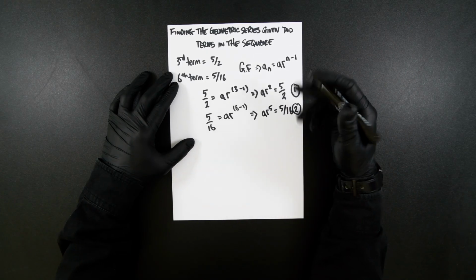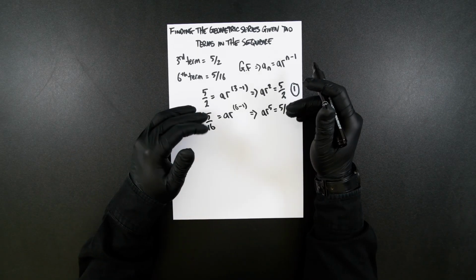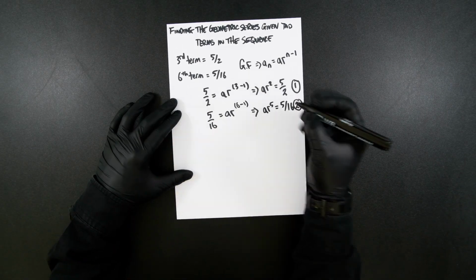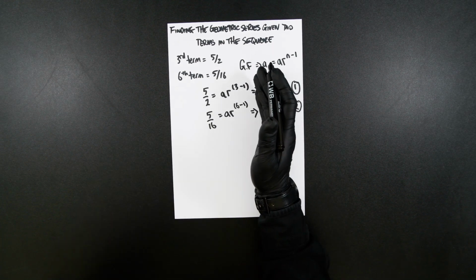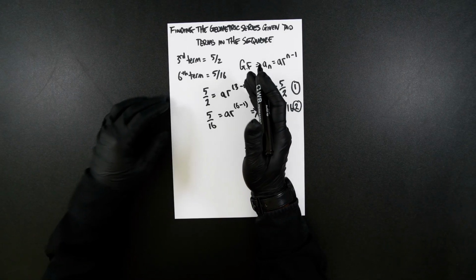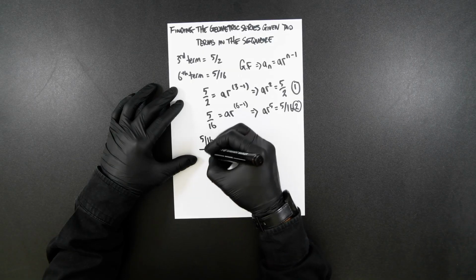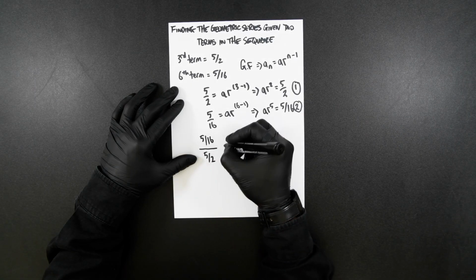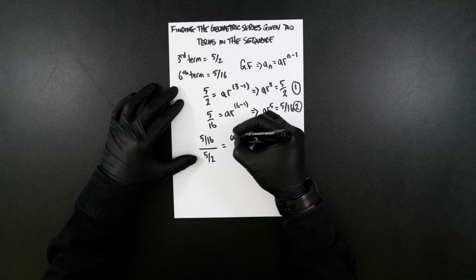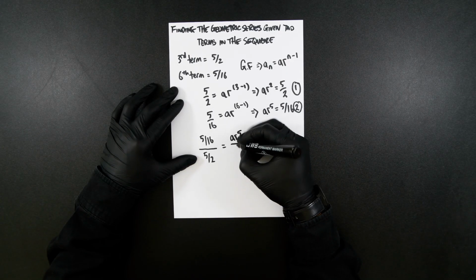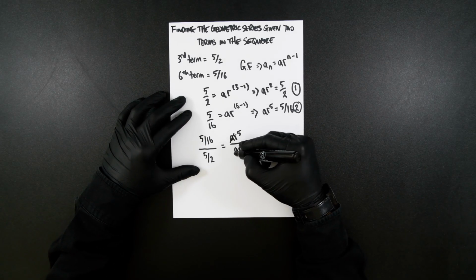Now let's divide the sixth term by the third term. So we're going to divide this by this. You're going to get everything on the right hand side divided by everything on the right hand side, everything on the left hand side divided by everything on the left hand side. So you're going to get 5 over 16 divided by 5 over 2. I know I've just swapped it. And then we're going to do ar^5 over ar^2. So obviously, the a's are going to cancel out.